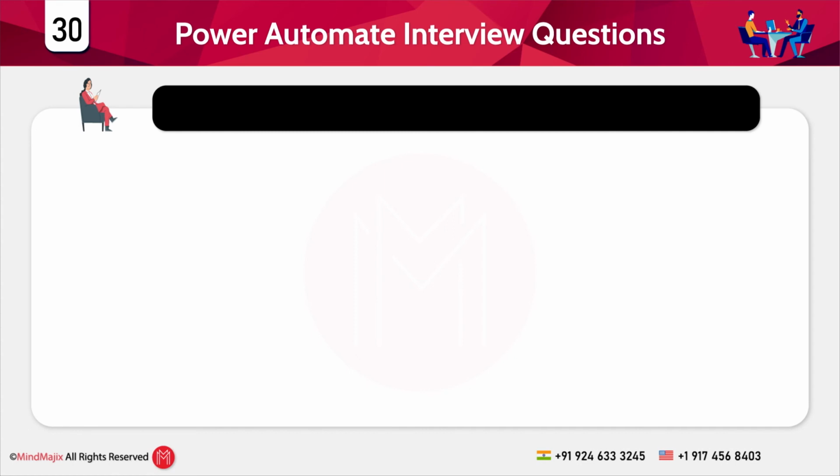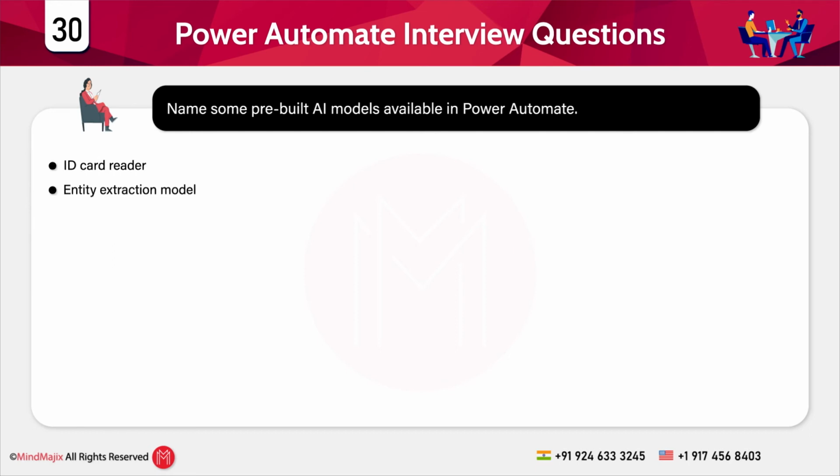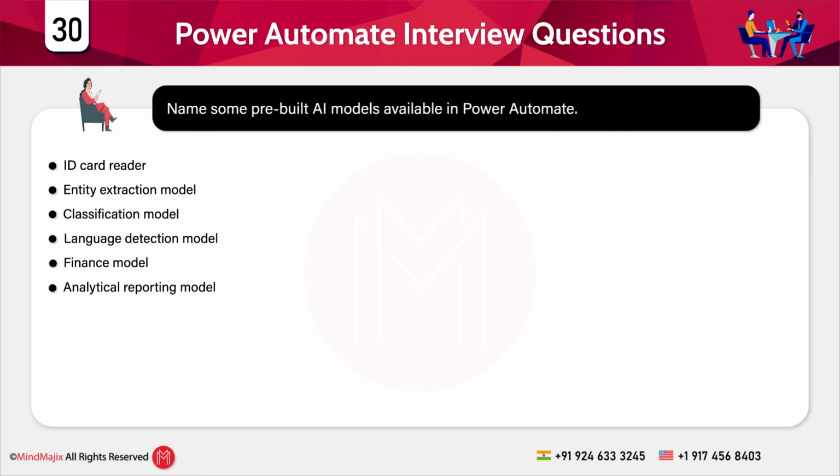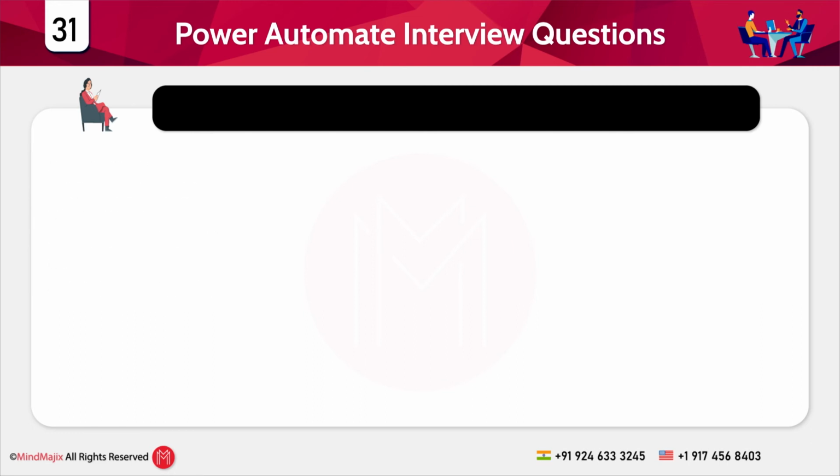The next question is, name some pre-built AI models which are available in Power Automate. So your business drives faster through AI automated models. There are some pre-built AI models such as ID card reader, entity extraction model, classification model, language detection model, finance model, analytical reporting model, and so on. So guys, with this, we have come to the end of the experienced Power Automate interview questions.